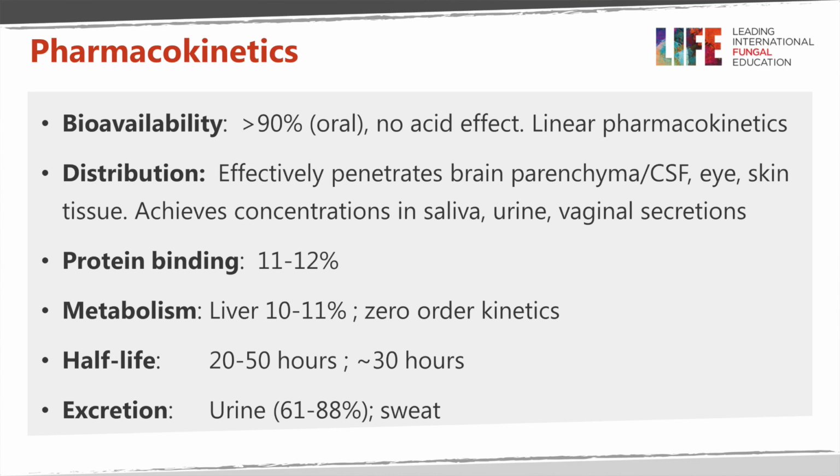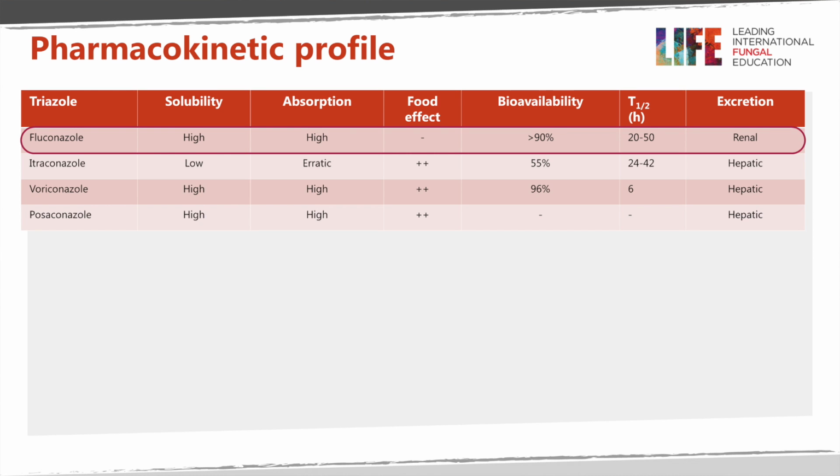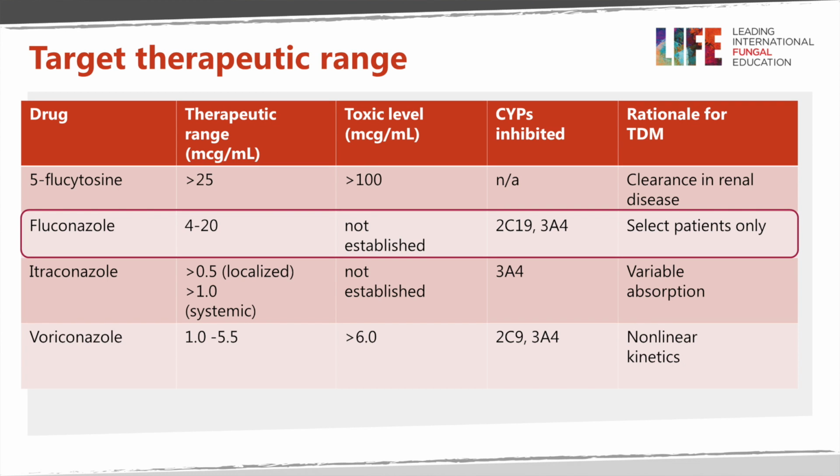It's mainly excreted in the urine. A small amount of it is metabolized in the liver. And the half-life is 20 to 50 hours, so it can be dosed once a day. We are seeing in this table a comparison with the other azoles. And as you can see, fluconazole has a high solubility and high absorption with excellent bioavailability. We rarely ever measure drug concentrations for fluconazole, again, because of the favorable pharmacokinetic profile. But this is the recommended therapeutic range, 4 to 20 micrograms per ml.